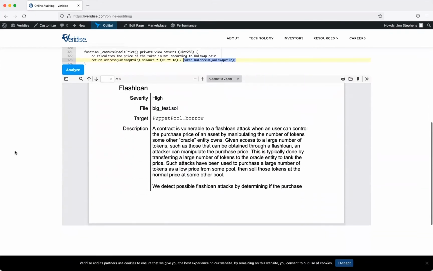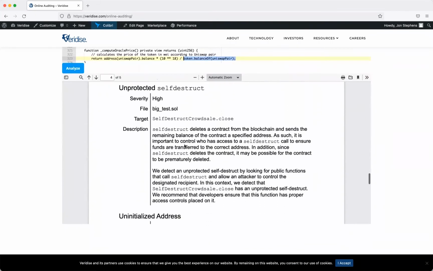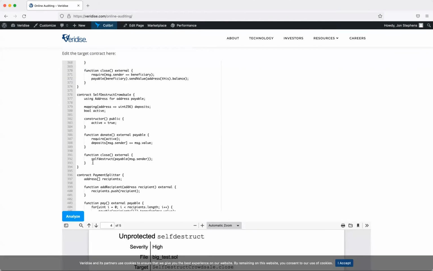The third vulnerability that we find is an unprotected self-destruct. A self-destruct will delete a contract and send any remaining balance to some designated beneficiary. As stated in the audit, an unprotected self-destruct can send funds to an undesired address or prematurely delete a contract, creating an effective denial of service. We can see by looking at the identified function that the developer didn't identify the beneficiary of the crowd sale and likely intended the close function to be only called by the beneficiary. Without such a check, anyone could close the crowd sale and take all of the money raised.